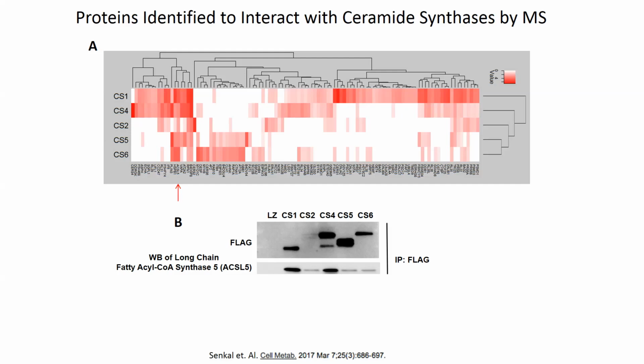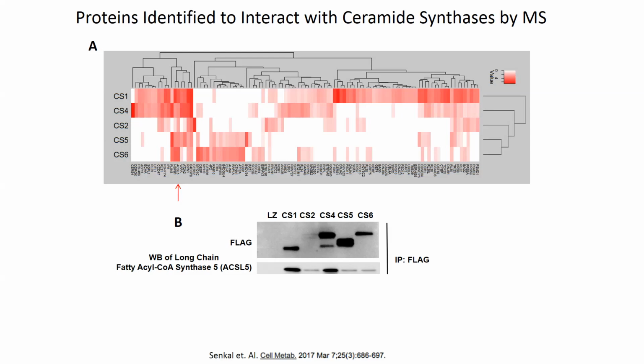But what's remarkable here is this protein is called fatty acyl-CoA synthetase. So it basically makes a fatty acid. And so this is an enzyme that makes another long-chain fatty acid. They're called very long-chain fatty acid synthetases. So we wondered what the role of this protein is and why is it associating with all these ceramide synthases.